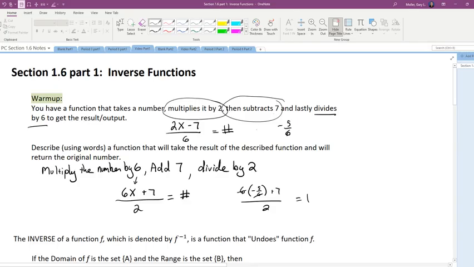So in this function, I started with 1, and it gave me an output of negative 5/6. In this problem, I started with negative 5/6, and it gave me the answer of 1. So that's not proof, of course. That's just one example, but it shows you what we're going to be talking about today. A function is just a set of operations that are being done to a number. And so if you want to undo those steps, we need to have some way of doing that. And that is what an inverse does. And by the way, what we just did was basically finding the inverse informally.